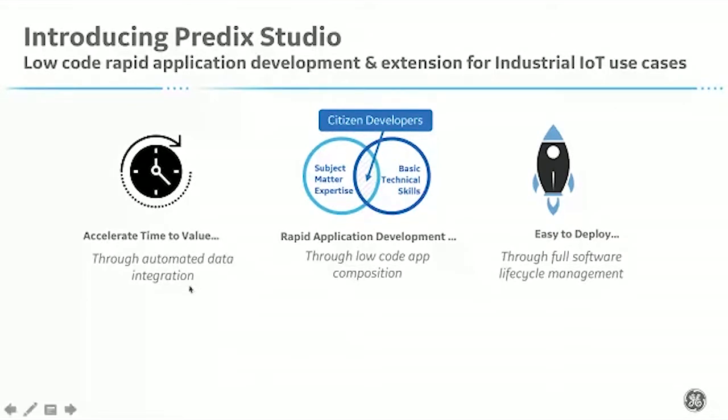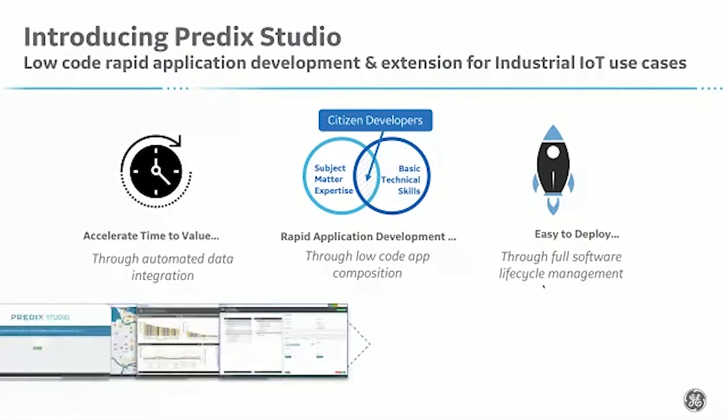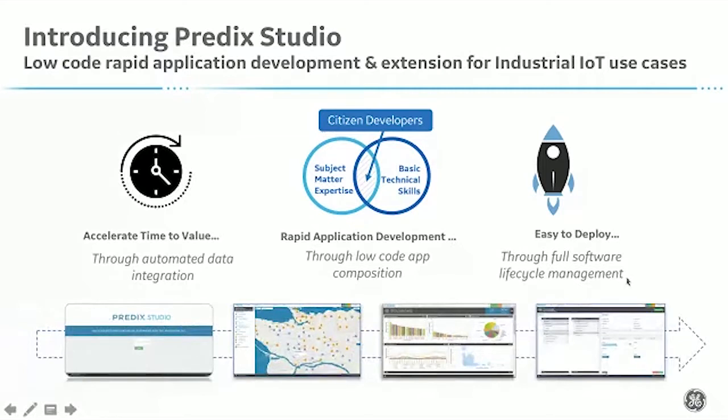So if you're using Predix Studio, it follows a pretty easy recipe. You have your automated data integration, which accelerates time to value, so it automates getting that data in from the outside sources. There are tools to help citizen developers, remember those characters from the beginning, rapidly build their applications using low-code app composition techniques. And then they're easy to deploy because Predix Studio features a whole host of software lifecycle management tools like version control and CI/CD, so that you're not just building these applications and having them sit, you actually have the realistic tools that you need. There's a little preview of some of the screens, but we'll get a better look a little later on.